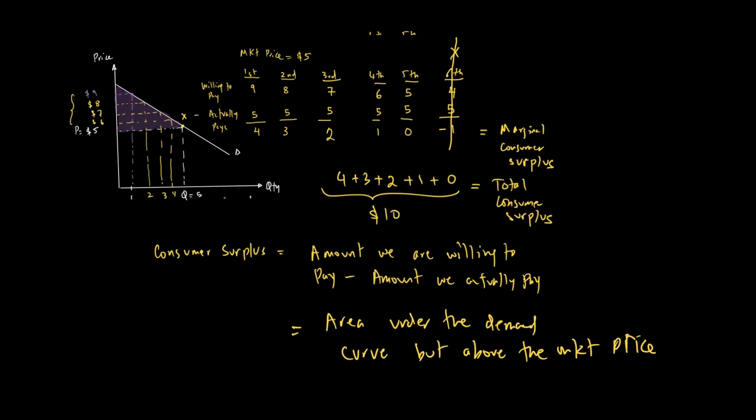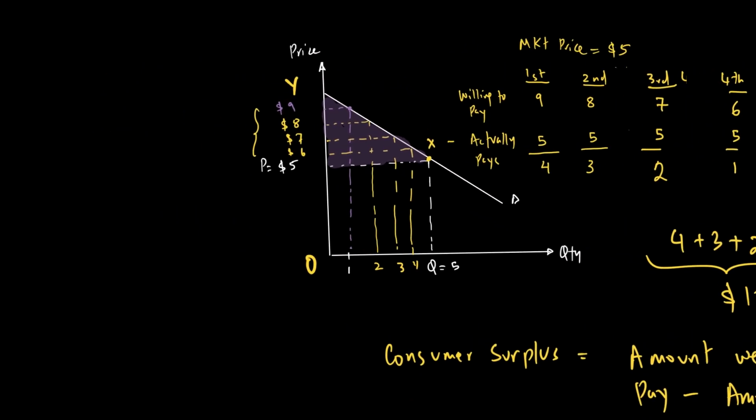Now sometimes we need to know what you're willing to pay in terms of area, so I want to talk about that too. So let's call these O, Y, and this already is X. Let me just zoom on this one. O, Y, X, and let's call this Q as the total area under the demand curve.